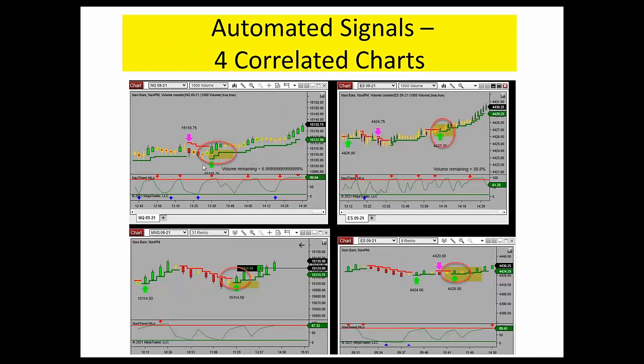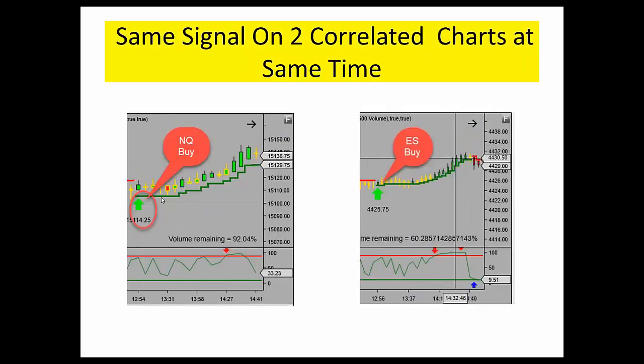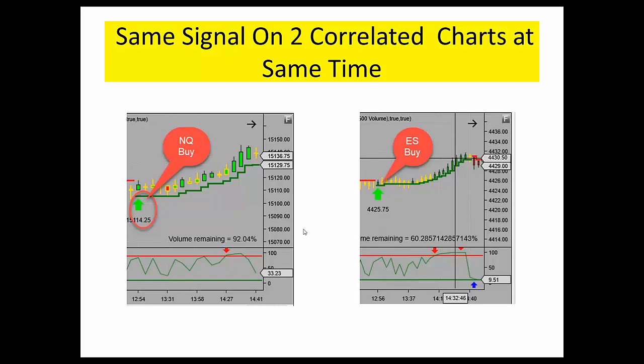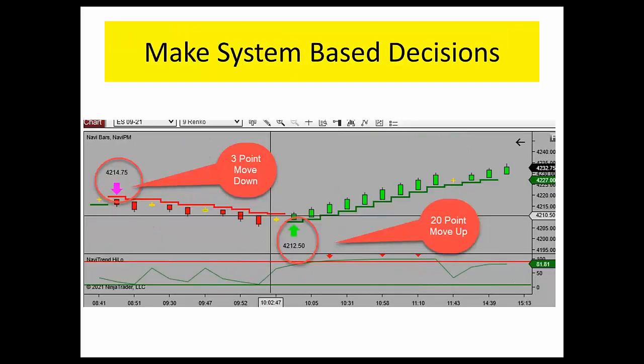Again, what I like to look for are these correlated signals. Here you've got E-mini and NASDAQ both giving you buy signals at the same time. So again, make your trades based on an objective reason, an objective signal.